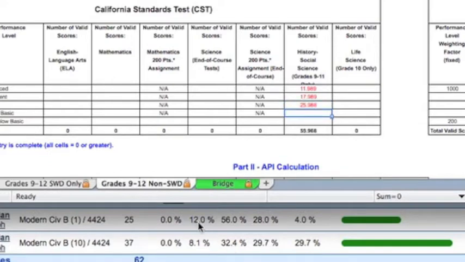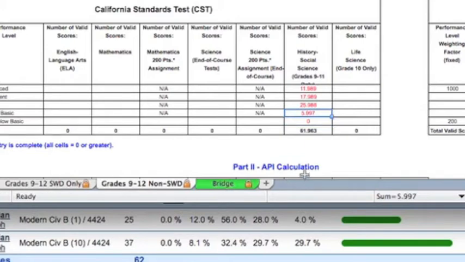And I'm going to show you at the end how you can double check and make sure you entered it all correctly. So at the below basic level, out of the 25 students, 12% scored below basic. And out of the plus 37 students in the other class, it was 0.081, 8.1% scored below basic. And nobody scored far below basic, so I can just put a 0 there.